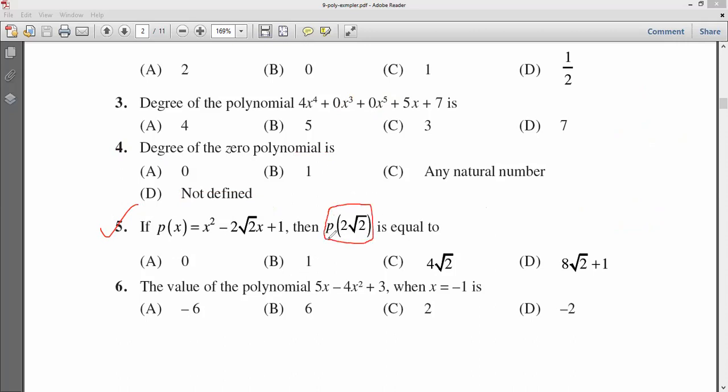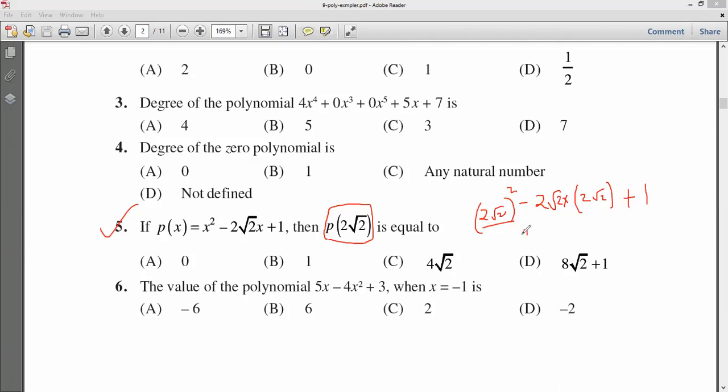Sir, we have to take the value of x as 2 root 2. So in case of x, if you put 2 root 2, the first term becomes 2 root 2 whole square. And in chapter 1, you have studied how to find the square of this type of number. Minus here in the middle term, you are getting 2 root 2 into 2 root 2, and the last term is 1. Now what is the square of 2 root 2 whole? 8. 2 square is 4, and root 2 square is 2.